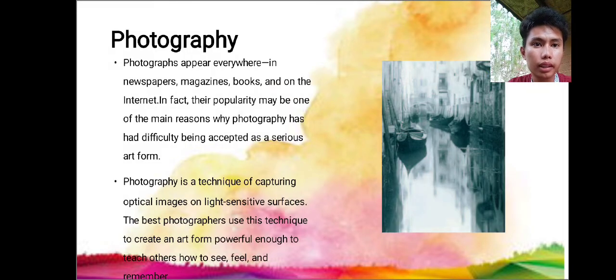Next is photography. Photographs appear everywhere, in newspapers, magazines, books, and on the internet. In fact, their popularity may be one of the main reasons why photography has had difficulty being accepted as a serious art form. Photography is a technique of capturing optical images on a light sensitive surface, and the best photographers use this technique to create an art form powerful enough to teach others how to see, feel, and remember. So they are referring to photography as an acceptable form of art.